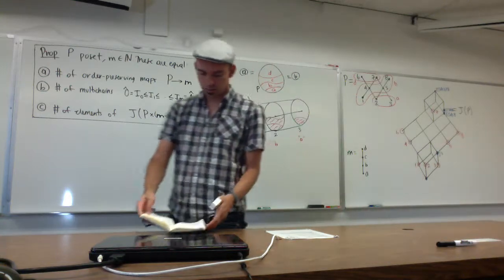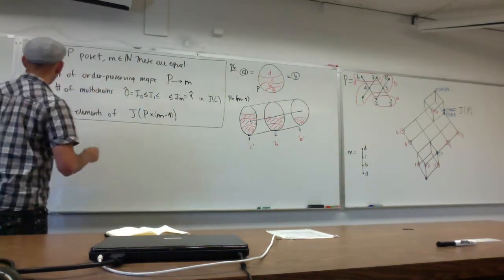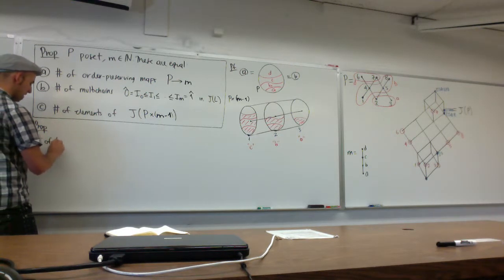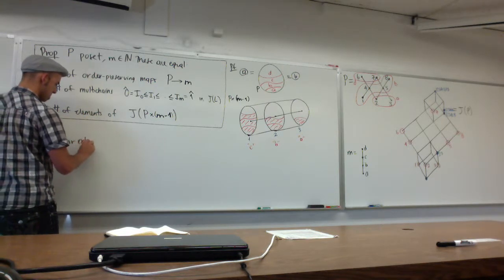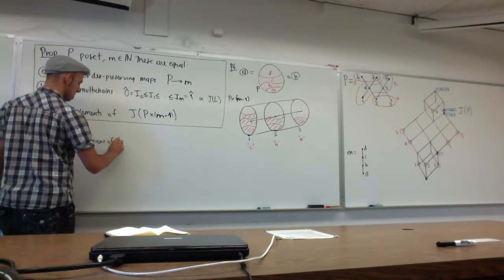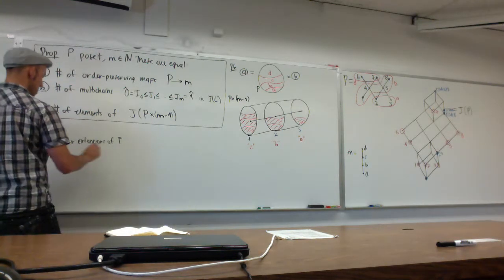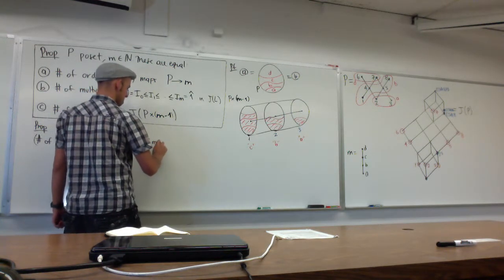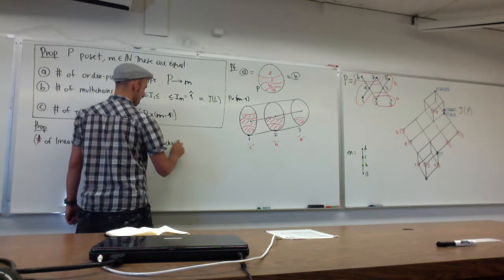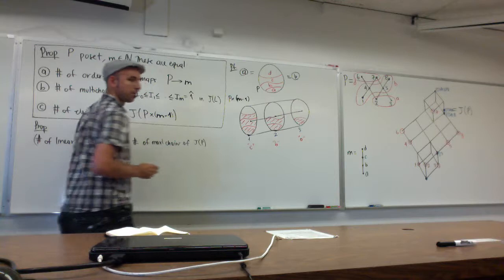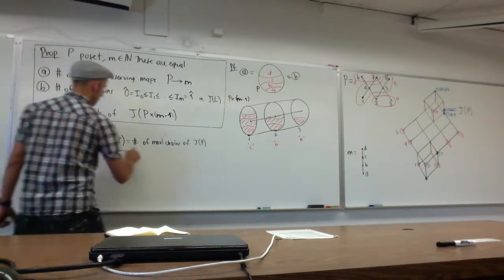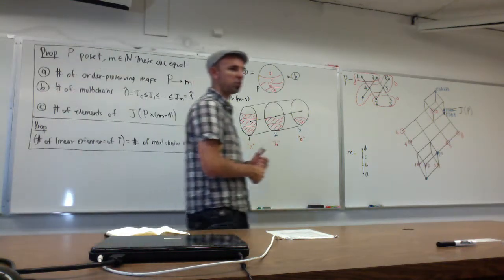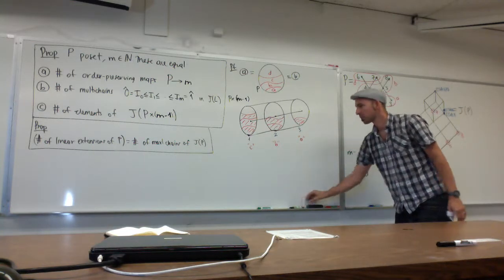And let me make another proposition, which is that the number of linear extensions of P is the number of maximal chains of J. And it's almost a special case of this equality from A to B. Okay? Because how does this go?